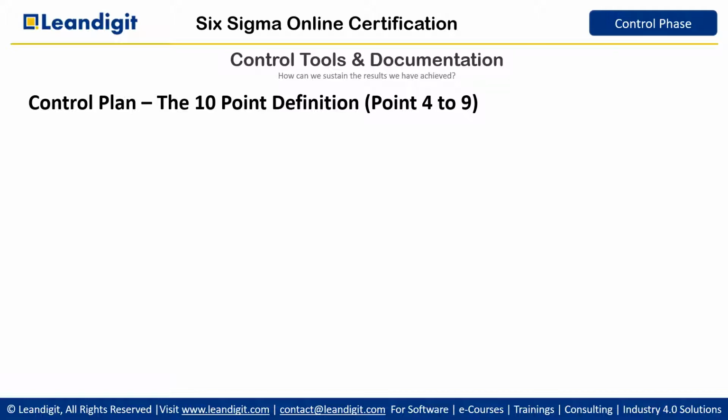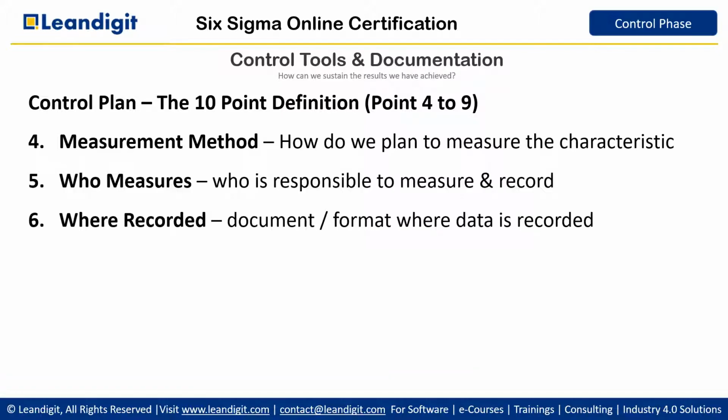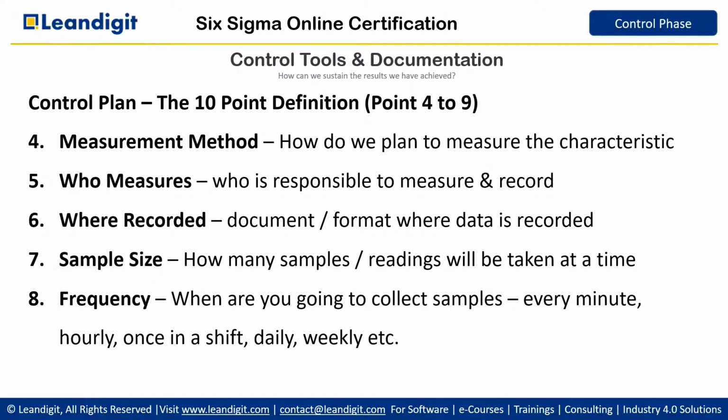We go to points number 4 to 9. Point number 4 specifies the measurement method. How do we plan to measure the characteristic? Exactly how we are going to measure it. Then, who measures and where it is recorded. Whatever we measure in point number 4, we need to define who is going to measure and where we are going to record the readings. Then we have to define the sample size, that means how many samples or pieces we are going to measure at a time. And then the frequency: hourly, by minute, every consignment or every lot, how we are going to collect the sample.